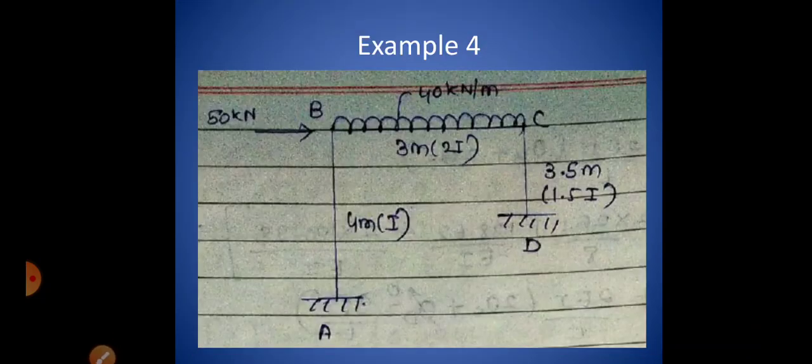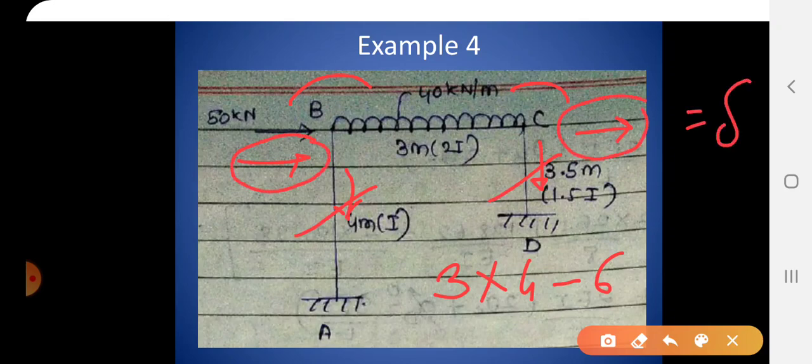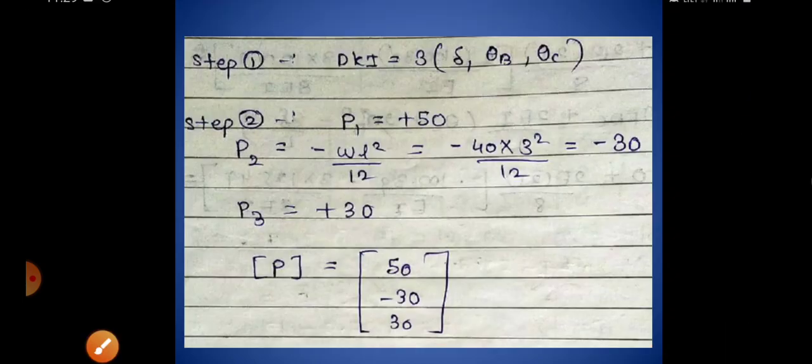Go to example 4. Okay, now DKI again: 3 degrees of freedom, 3 into number of joints 4, minus support reactions 6. So 6 will be theta B, theta C, delta BX, delta CX, delta BY, delta CY, but neglecting these two and considering these two values as equal to delta, the first redundant will be delta, then theta B and theta C. So these will be our 3 unknowns.